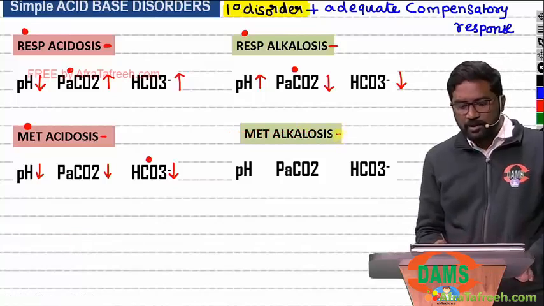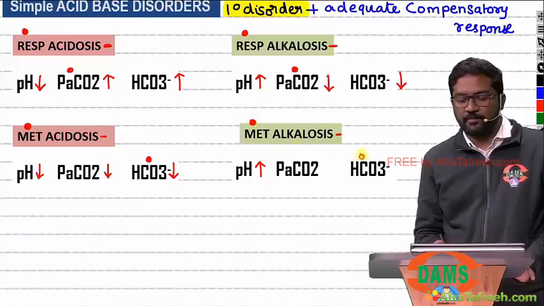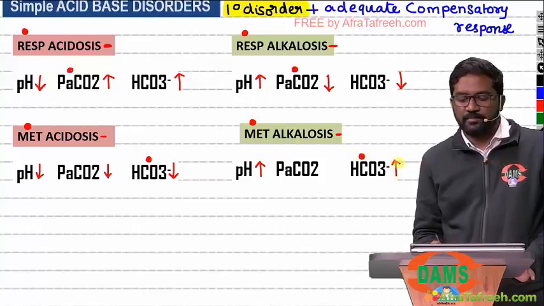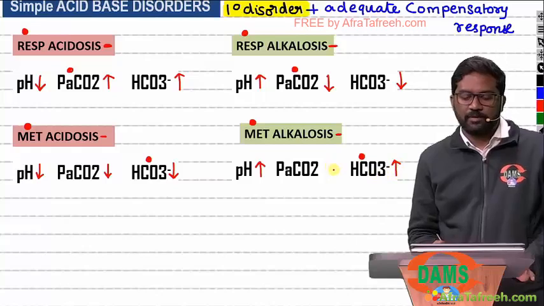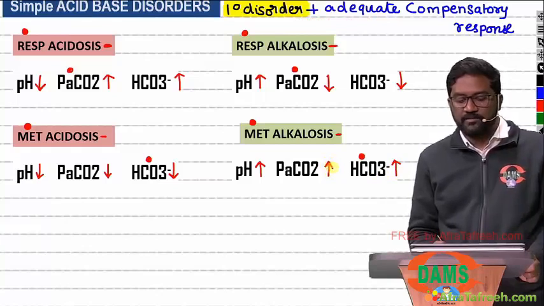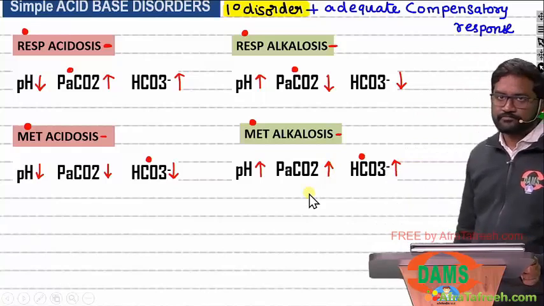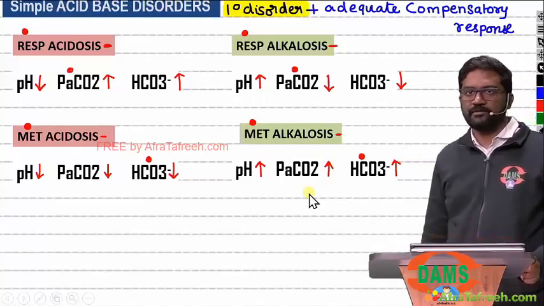Now to call it as alkalosis, what should happen to pH? Increase. To call it as a primary metabolic event, where the change should happen? Bicarbonate. So what should happen to bicarbonate? What is metabolic alkalosis? Bicarbonate gain. For metabolic alkalosis, what is compensation? Respiratory acidosis. So this is how simple acid-base disorders behave.